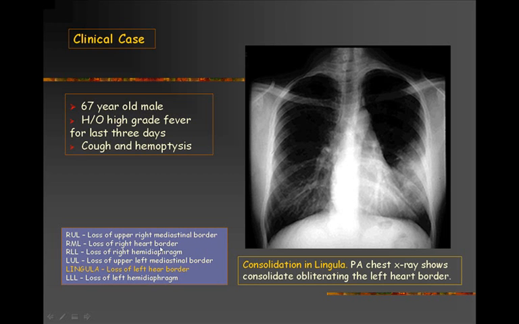Similarly, in other anatomical areas such as the right upper lobe, we will have the loss of the upper right mediastinal border. And similarly, in the left lower lobe, we will have the loss of the left hemidiaphragm. It is not important for you to remember the correlation between the lobes and the different features on chest X-ray. It is important, however, to take home this message that different lobes or different anatomical regions of the lung can correspond to different radiological features.